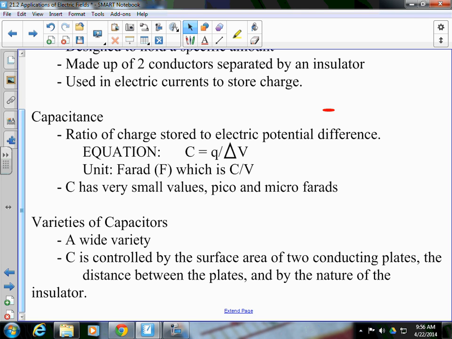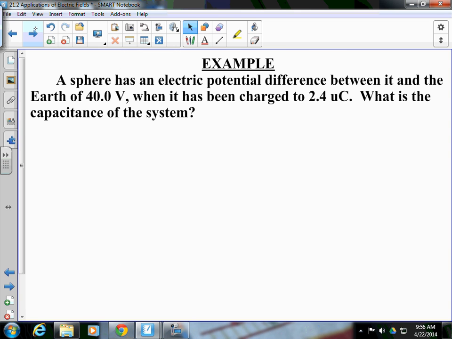There's a wide variety of capacitance. It's controlled by the surface area. And if we look at an equation dealing with capacitance, it's going to look like this. A sphere has an electric potential difference between it and the earth of 40 volts. When it has been charged to 2.4 microcoulombs, what is the capacitance of the system?